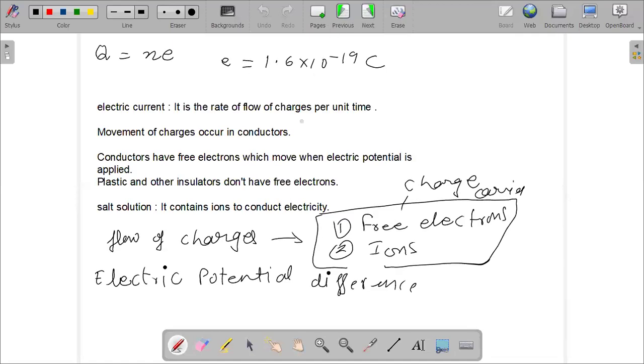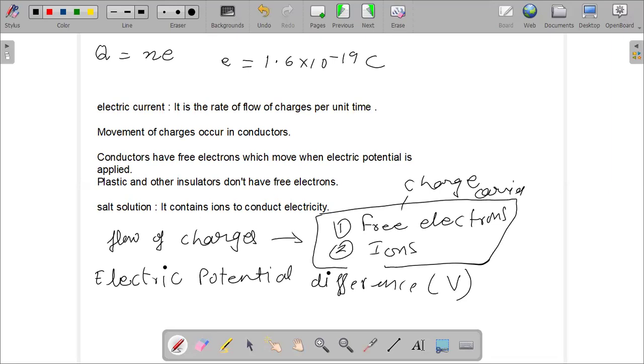So see here, the electric current we have studied and what all things should be there. That means there should be free electrons, there should be an electric potential difference. Abhinav, what does electric potential do? How does electric potential help in the movement of charges? So, charges travel from higher potential to the lower potential.